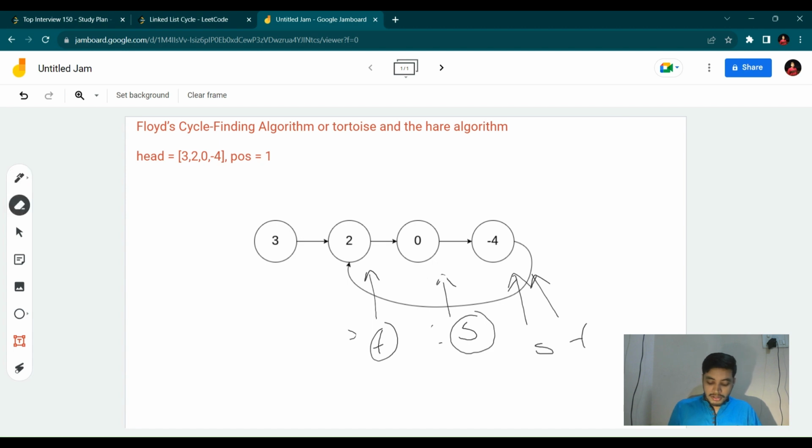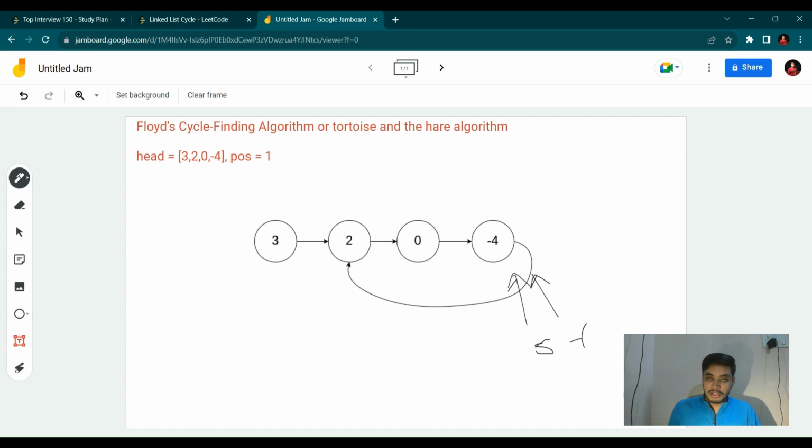So this is a very interesting situation. Both are moving at a different rate. That means the slow pointer is moving slow, and the fast pointer is moving fast. So they should never meet at any point. But here you can see that these two are now pointing to the same node.